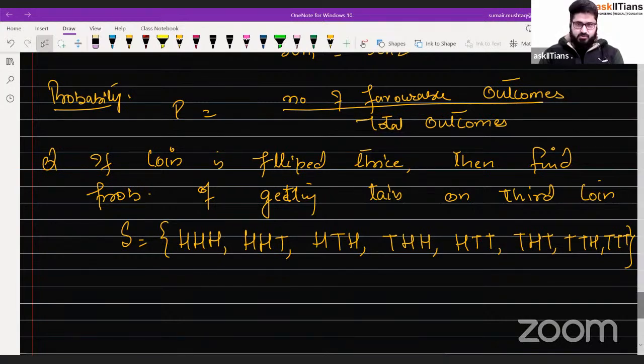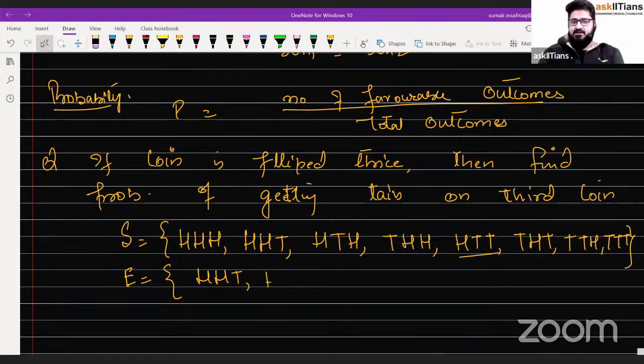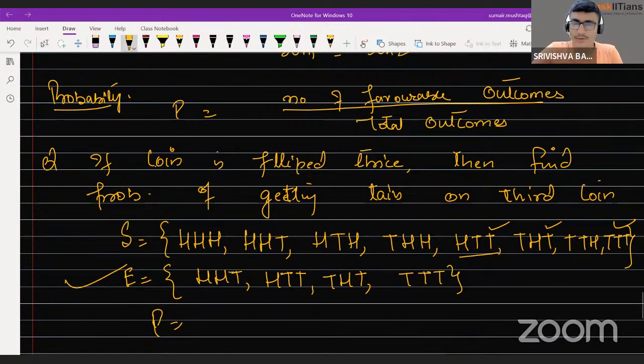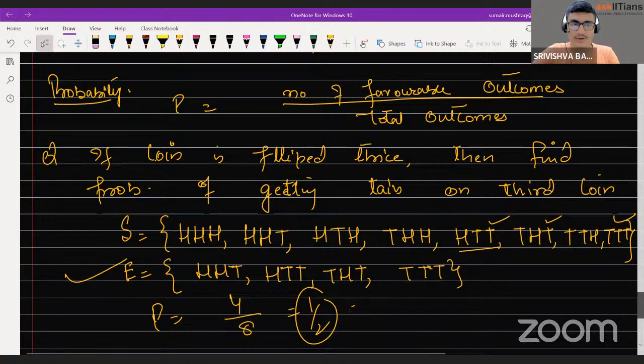I will explain this to you right now. Let E be the event of getting tail on the third coin. What is the element? This is head, head, tail. Where I'm getting the tail on the third coin. Tail, head, tail. Tail on the third coin. This is tail, tail, tail. How many elements are there? So the favorable are 1, 2, 3, 4. So 4 divided by 8, that is 1 by 2. This is the probability. So all the time, if heads or tails, it's mostly 1 by 2 only.